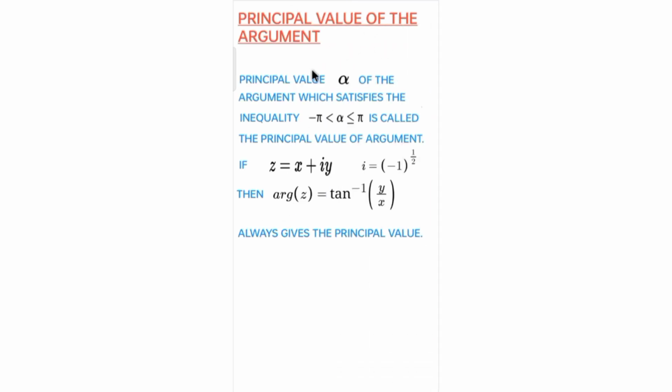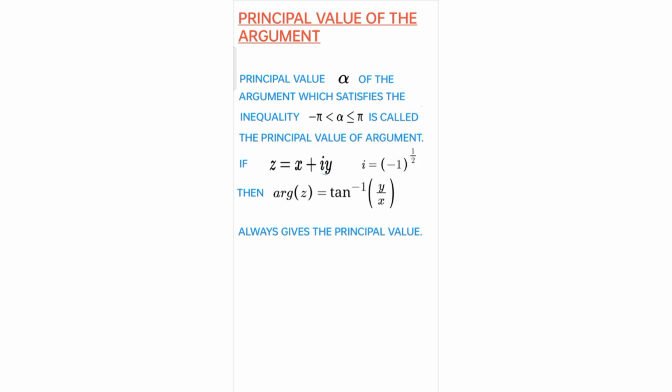And now we'll come to the concept of principal value of the argument. What is the principal value of the argument? The principal value alpha of the argument is the one which satisfies the inequality minus pi less than alpha less than or equal to pi. That means it is the argument value which is between minus pi and pi. It does not cross pi and it's not less than minus pi, and then we say it is the principal value of the argument.